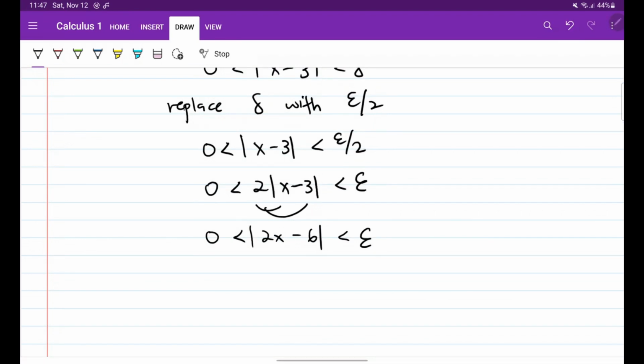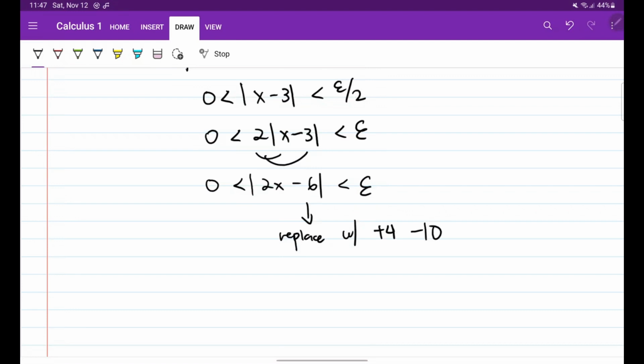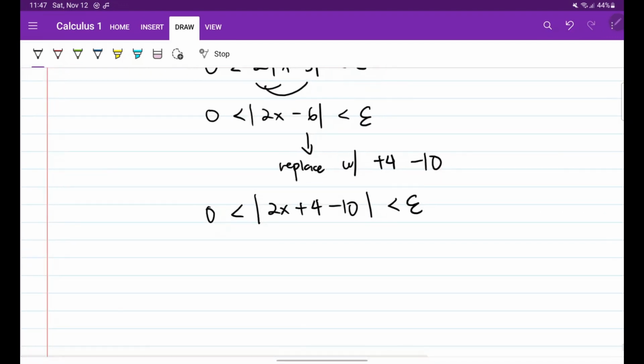And we can now try to do a trick here where we can replace negative 6 with plus 4 minus 10. So, what do we mean by that? So, this will become 0 less than absolute value of 2x plus 4 minus 10 less than epsilon. And we can just simply group the terms. So, this will become 0 less than 2x plus 4 minus 10 less than epsilon.